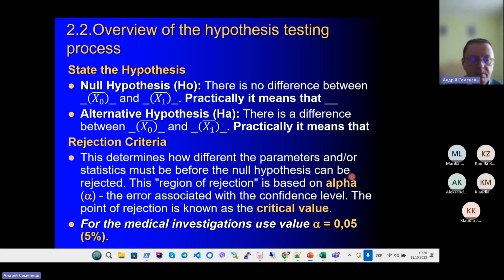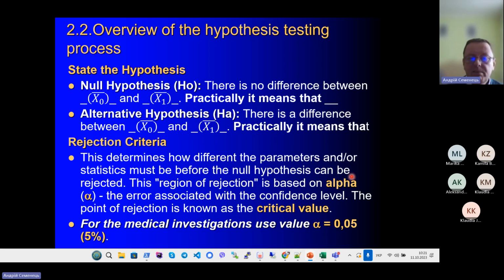About some technical aspects, the null hypothesis and alternative we formulate in very different ways, like no difference between two parameters, such as sample mean or sample variance, depending on what is the subject of our study.